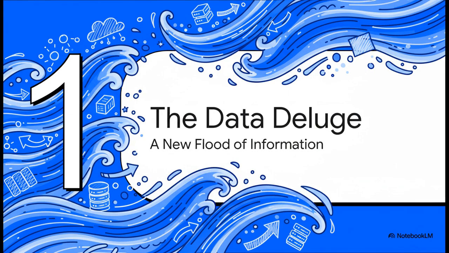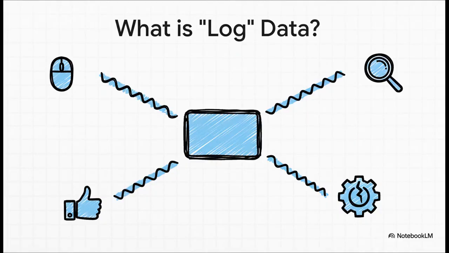So first, let's really get our heads around this data deluge. What was this new flood of information, and why was it suddenly so incredibly important? Log data used to just be for system admins, right? Something you'd look at to figure out if a server crashed. But by 2011, it was the actual lifeblood of the internet. Every click, every like, every single search query. This stuff wasn't just for looking at later anymore. It was being used in real time to power the core features of a website, from recommendations to security.